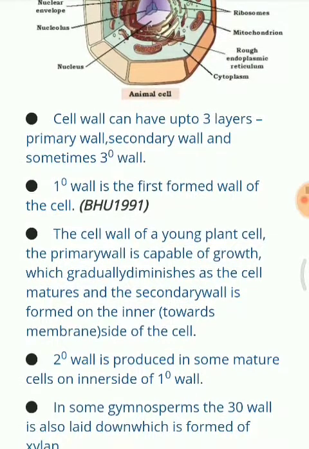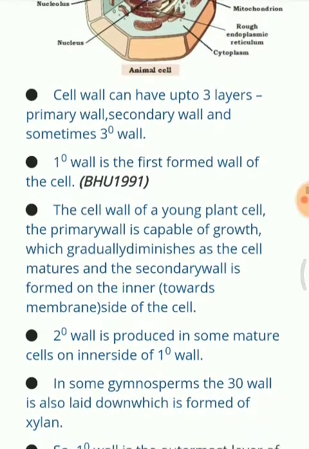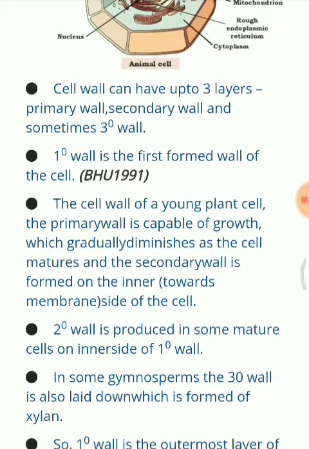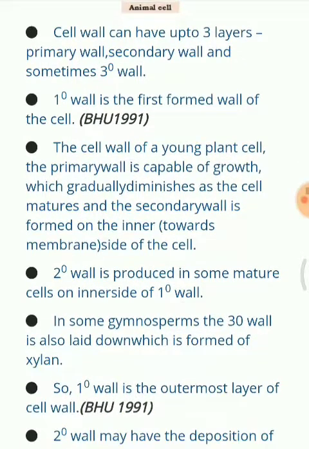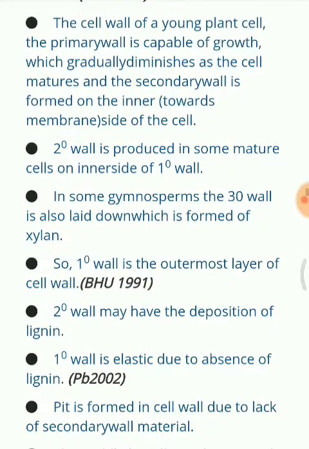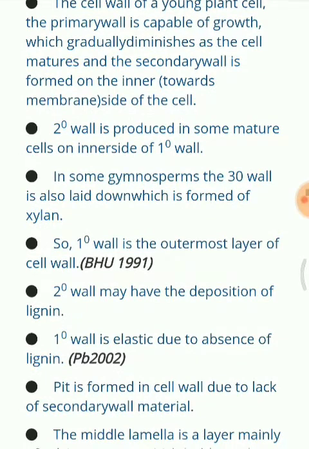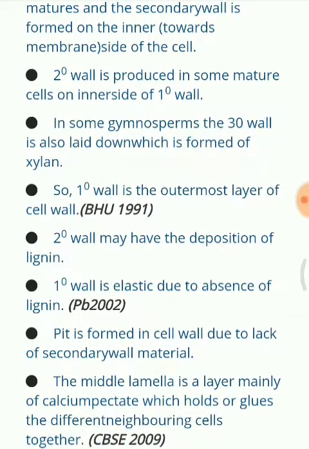In the young plant cell, the primary wall is capable of growth, which gradually diminishes as the cell matures, and the secondary wall is formed on the inner side, towards the membrane side of the cell. Secondary wall is produced in some mature cells on the inner side of the primary wall. In some gymnosperms, a tertiary wall is also laid down, which is formed in xylem.